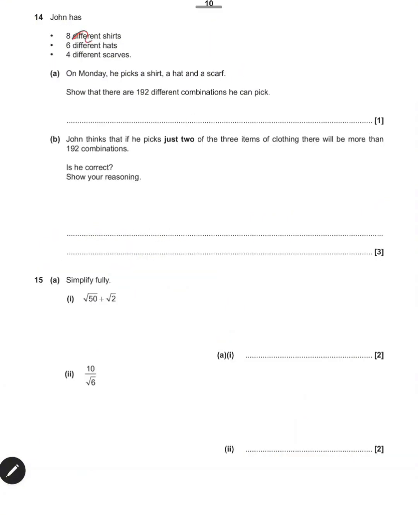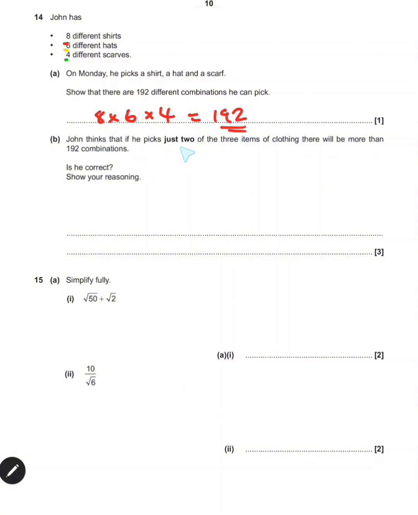Question 10. John's got 8 different shirts, 6 different hats, and 4 different scarves. And he's picking a shirt, a hat, and a scarf. And we want to show that there are 192 different combinations. If you're trying to work out how many combinations, you just multiply those 3 numbers together. 8 times 6 is 48, and 48 times 4 will be the 192. That's all you need to write for that mark.